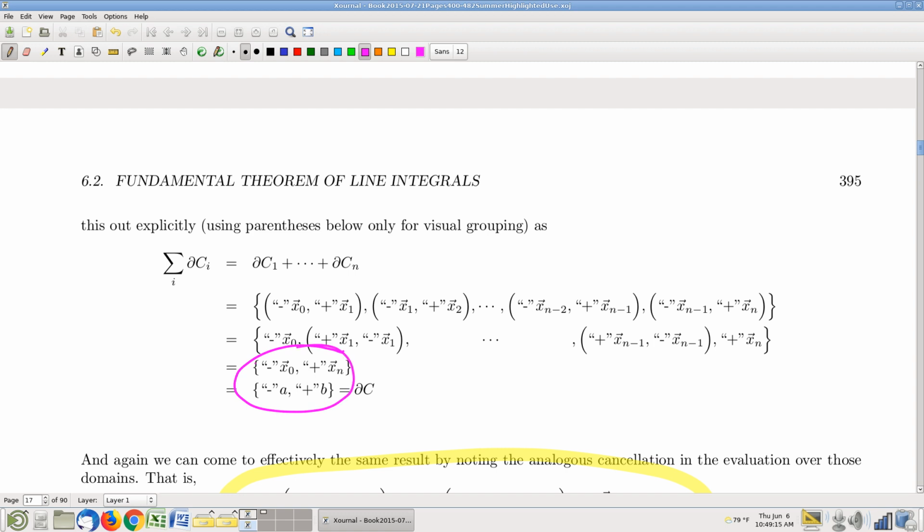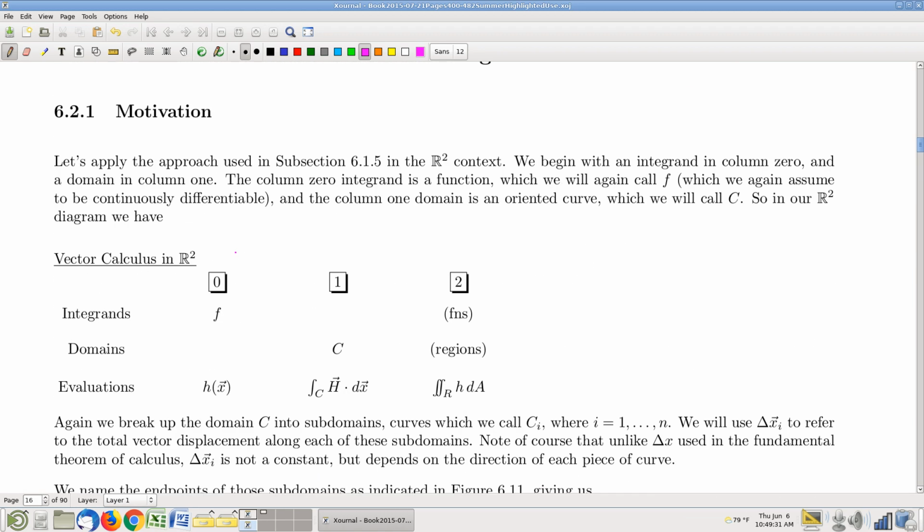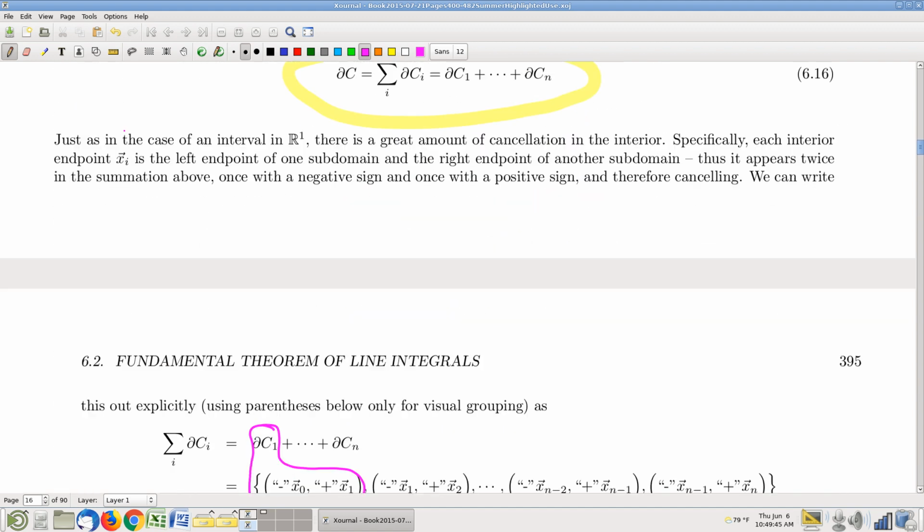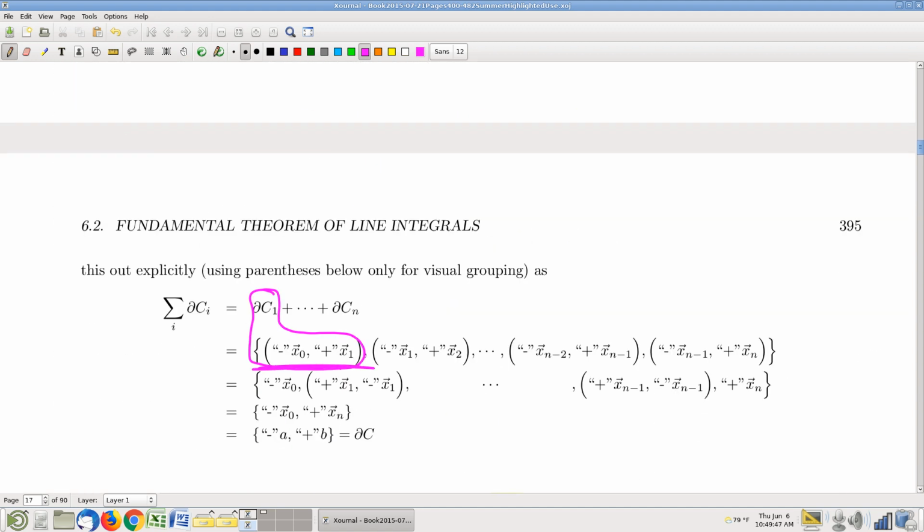The boundary of the entire curve is positively oriented B, negatively oriented A. It is a summation of the little interior boundaries. Looking one at a time, the boundary of C1, that little piece of curve right there, is the points x0 and x1, but oriented a certain way: negatively oriented x0, positively oriented x1. And so I get this.